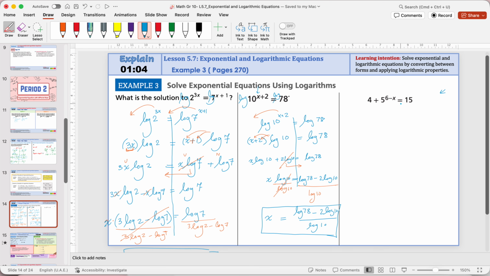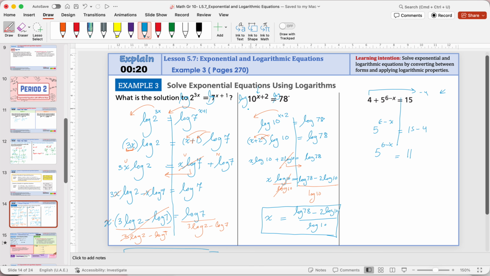Anyways, so now what do I have in this example? Here is one more idea. It's all the same method. I have 3 terms. So what should I do? Look, as you can see, the 4 and the 15 are not exponential terms. They're just normal numbers. So if I take the 4 to the other side with the 15, it's going to be minus 4. So you're going to end up with 5 to the power of 6 minus x equals 15 minus 4, which is 11. Is it? Yeah, it is.